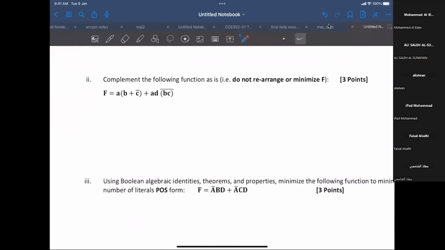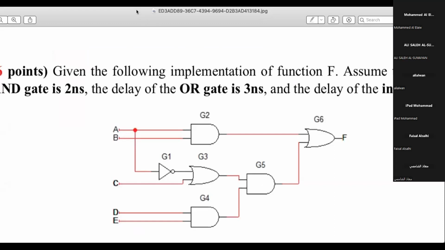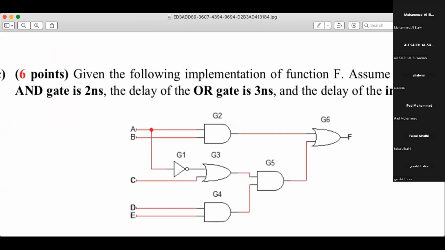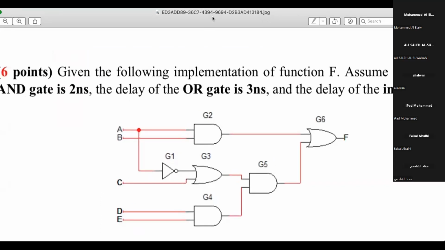Given the following implementation of F, assume the delay is on the gate. So this is a question about delay. Here, if we use the annotation, and gate is 2. So here we have 2, right? That's the circuit that they want to convert to only NAND gates.